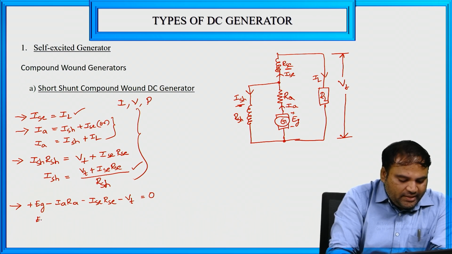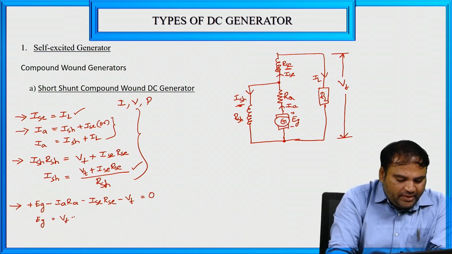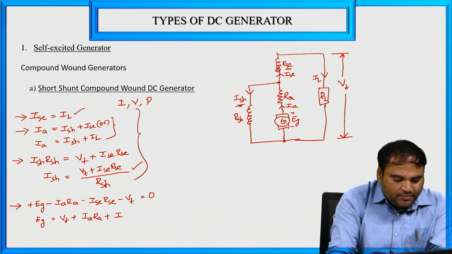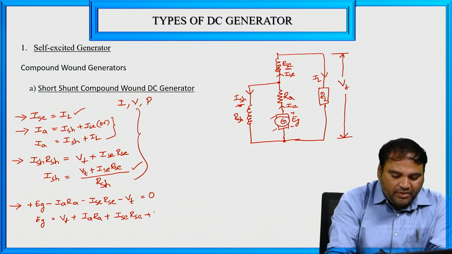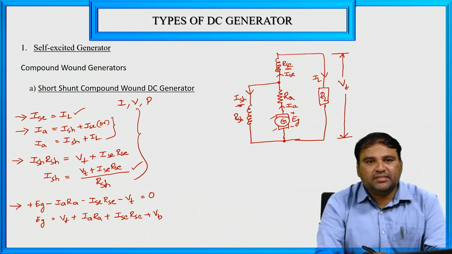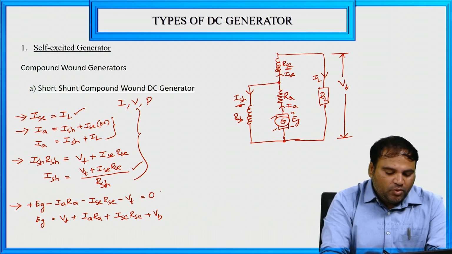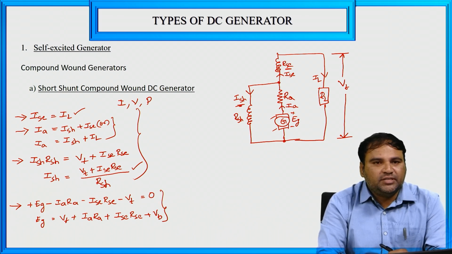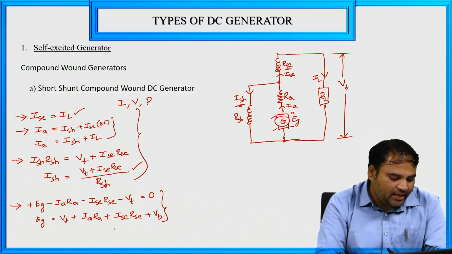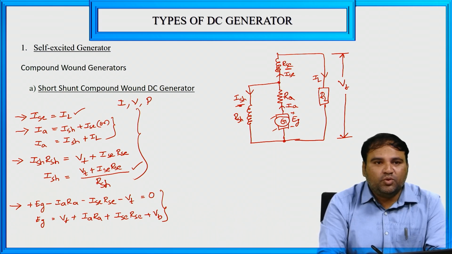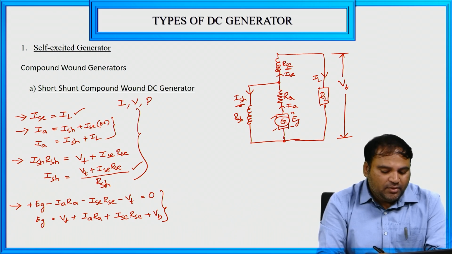Then EG equal to VT plus IARA plus ISC RSC. We can also write the brush voltage drop, that is VB. Two brushes are there, then VB is equal to 2. Here is the voltage relation of the given short shunt compound DC generator. So EG equal to VT plus IARA plus ISC RSC, meaning series voltage drop, plus VB, the brush voltage drop. Okay, here is the voltage relation.